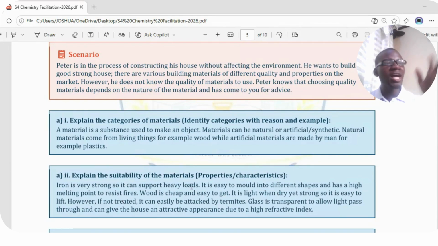Then go on, we even have wood. Wood is cheap and easy to get. It is light when dry and yet strong, so it is easy to lift. Go on and tell us glass is transparent because we even use glass in construction of our houses. So glass is transparent to allow light pass through and can give the house an attractive appearance due to a high refractive index. I think you can see how things are coming on well.